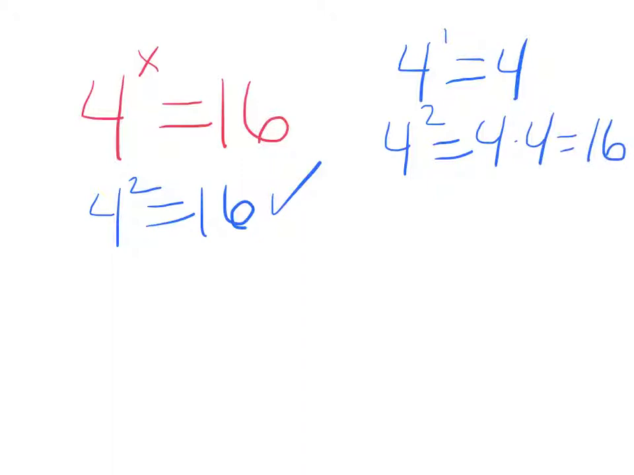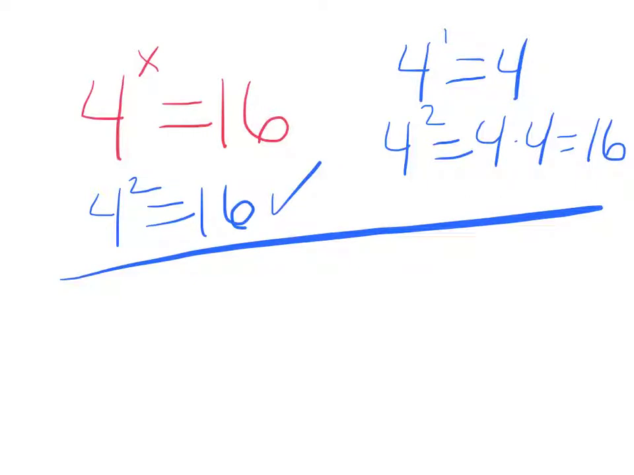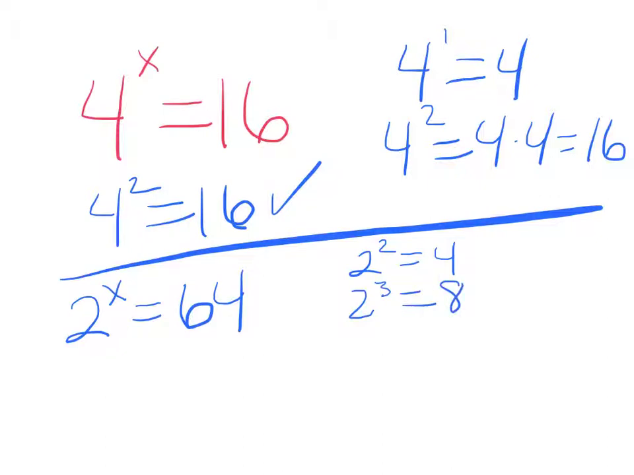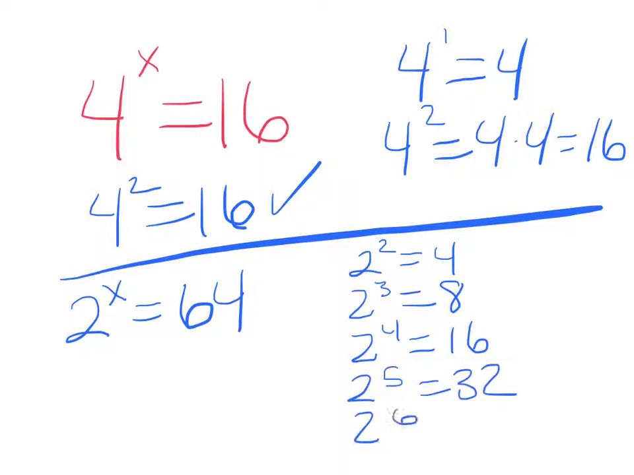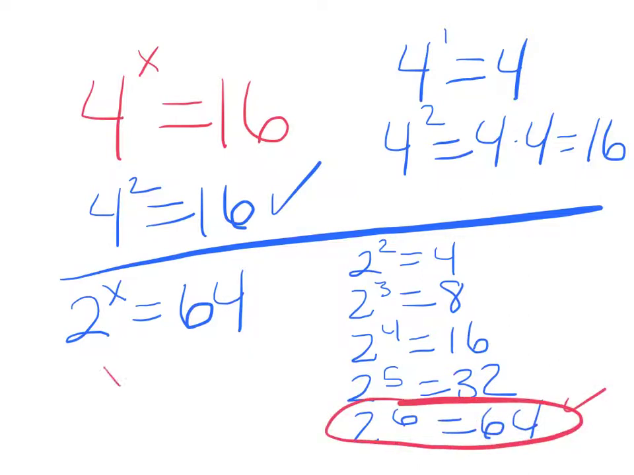We can try a harder one. Let's try something like 2 to the what is 64. That one you might not know, so we're going to go through. 2 to the 1 is 2; we don't have to write that down. 2 squared is 4. 2 cubed, we're going to multiply by 2 again, is 8. 2 to the 4th is 16. 2 to the 5th is 32. We're just multiplying by 2 each time. 2 to the 6th is 64. So that's what we want. So this means that the exponent is 6. Unfortunately, there's no nice way to do these. You just have to guess and check.